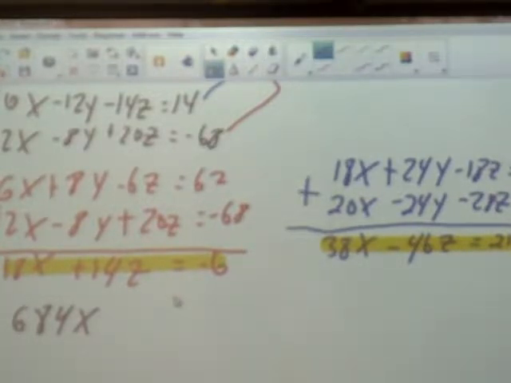Oh wait, I have a question real quick. Didn't you say something yesterday like if they're the same, we subtract, or if they're different, add? Yes, if the letter you're getting rid of has different signs, you add. If they're the same signs, you subtract. Okay. All right, 14 times 38. What's my z's?